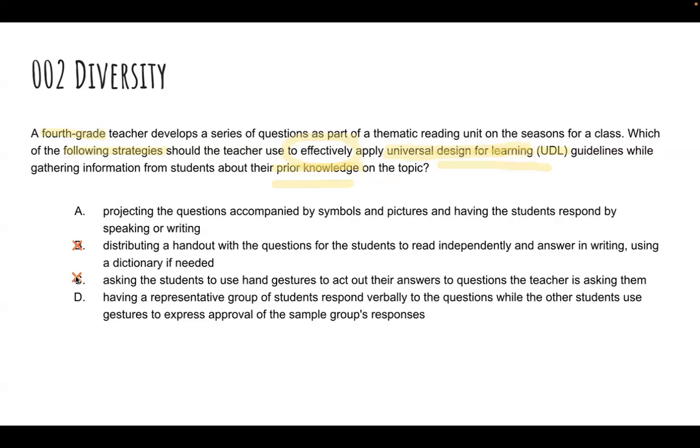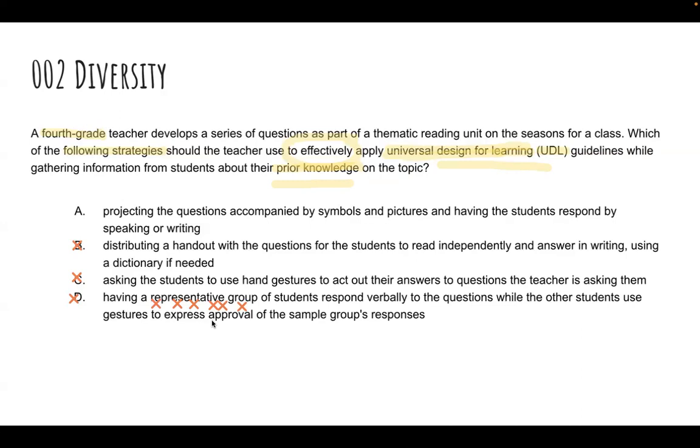What else? D. Having a representative group, this is what makes D wrong. The representative group is not universal. That's not everybody getting to participate. That's not everybody responding to the questions, and the other ones are just giving their gestures of approval. We could bet ourselves $5 D is not the right answer. A is the best. A is the best because you're projecting the questions.